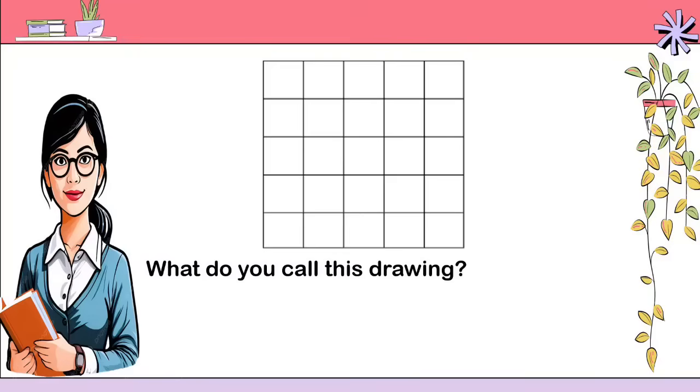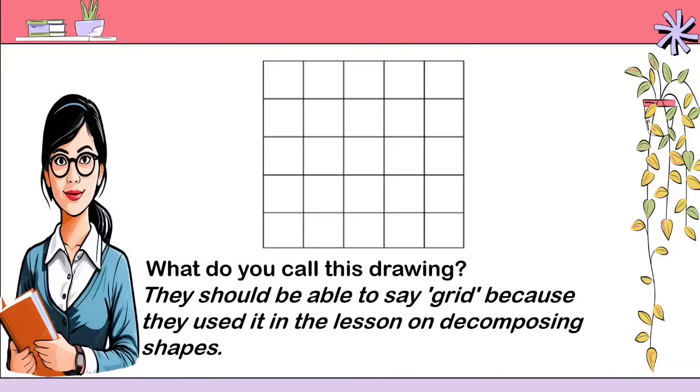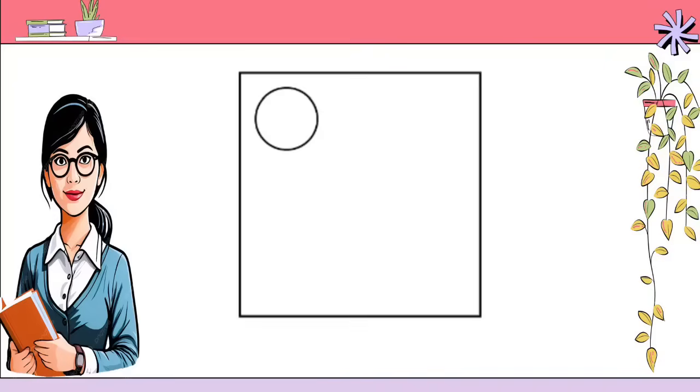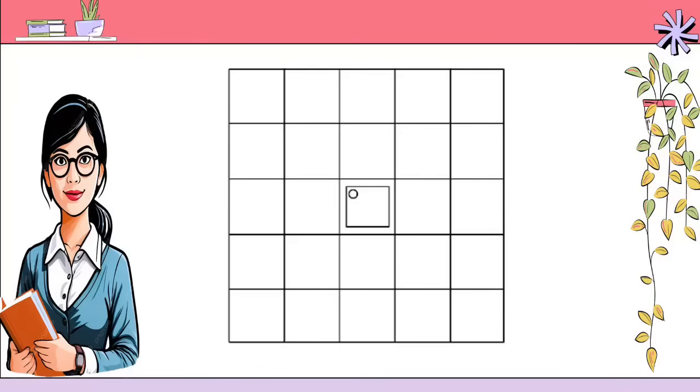Students, what do you call this drawing? As you can see on the screen, these are called cells. Now let us put a hole on the upper left corner of the cell. Now let us trace the square cutout and the circular hole in the center of the grid.